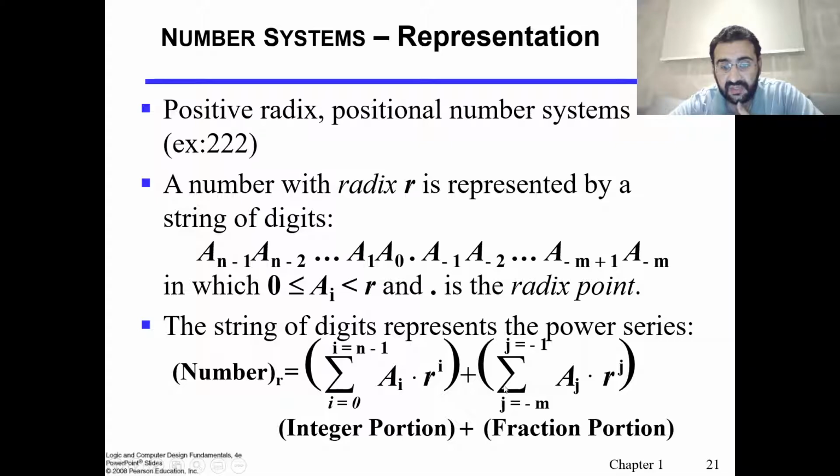So here we need to sum from minus m to minus 1. Minus m is the last fractional digit, until minus 1. And here we have to multiply the same thing: the value of the digit itself multiplied by the weight of this digit.